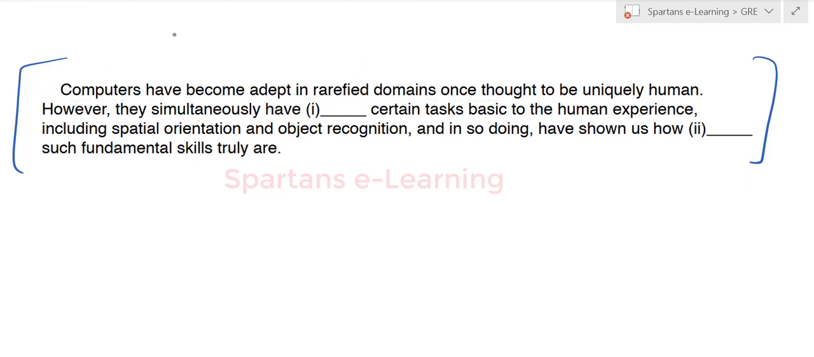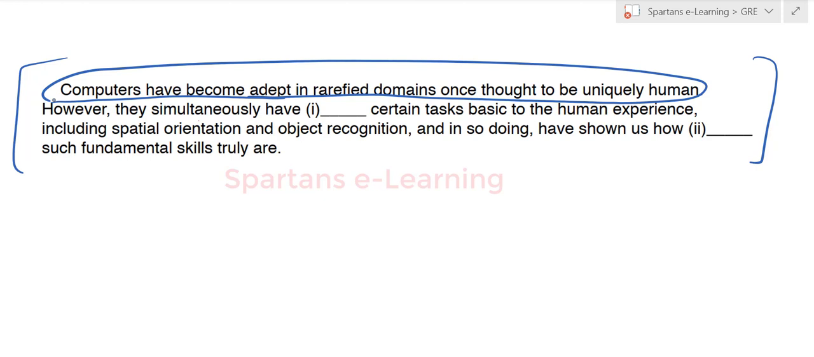Now again, in your thesis and essays, your pronouns, a little bit of grammar plays an important role, right? You have to know how to identify subject verb agreement, right? Now see here, computers have become adept, which means skillful, in rarefied domains once thought to be uniquely human. Now this is your keyword. What is the meaning of this keyword? It says that computers have become skillful in so-called domains which were once thought to be only meant for humans. Even in those domains computers are being very skillful. So this is giving a positive meaning, right?